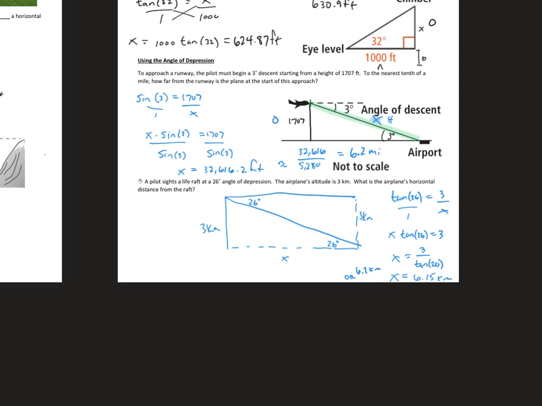Like I said, this was a quick review. It's just an application of the sine, cosine, and tangent.